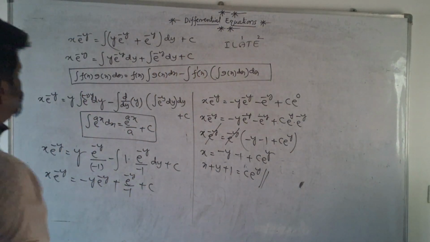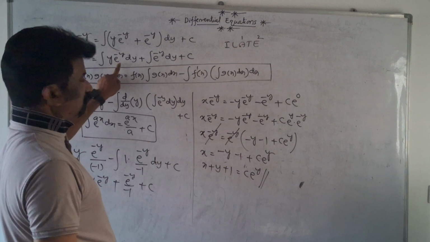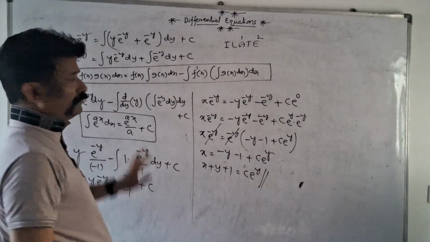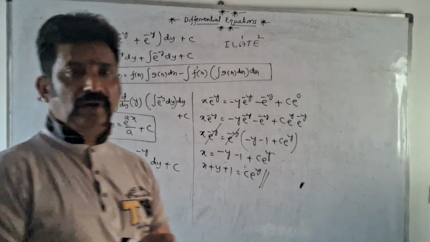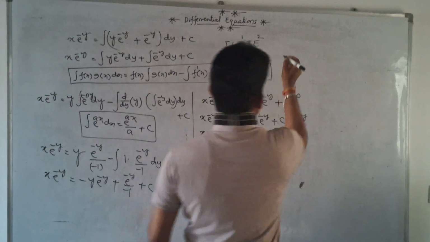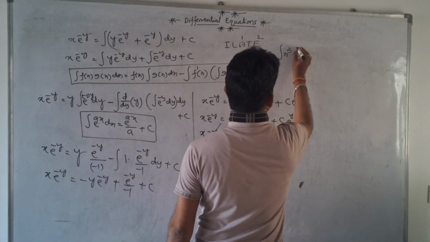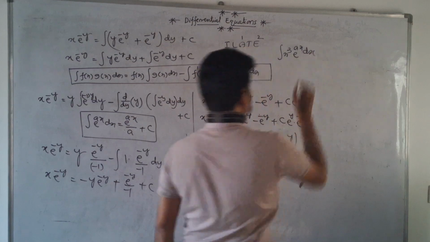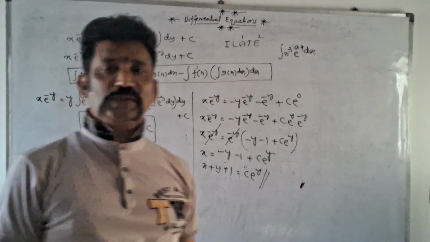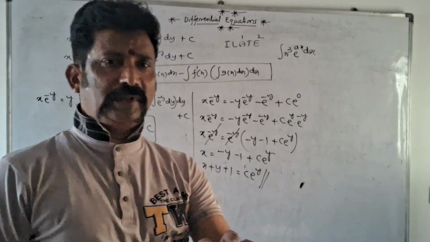Actually, look at this, there is no need to apply integration by parts here. We have one method like this. For example, the integral of x cubed times e to the power of ax dx. For the integral of x cubed times e to the power of ax, I will tell you a simple method.